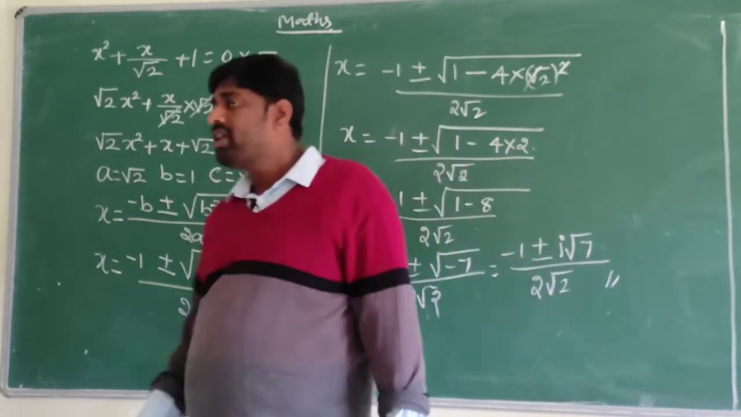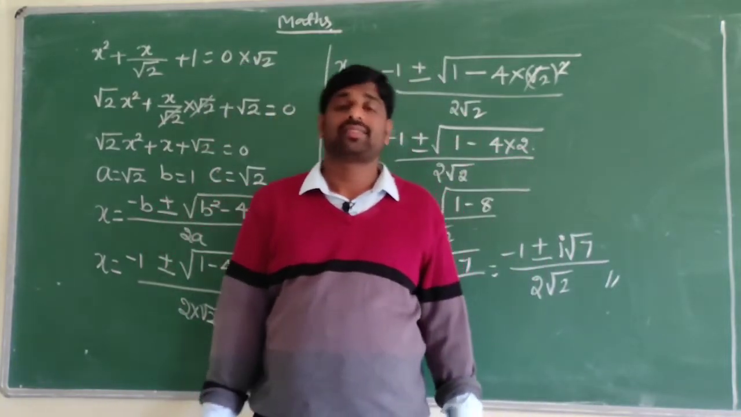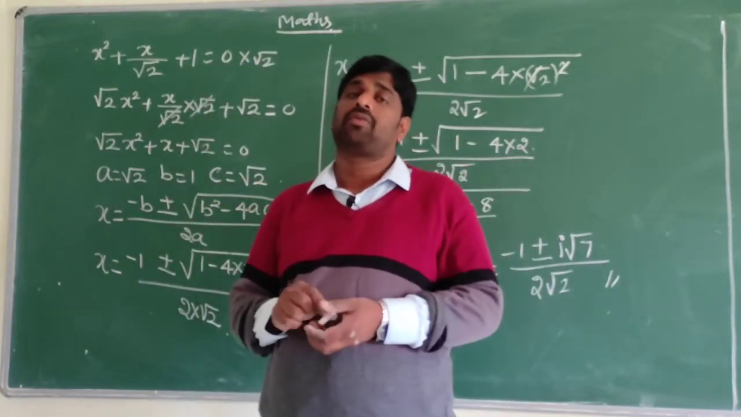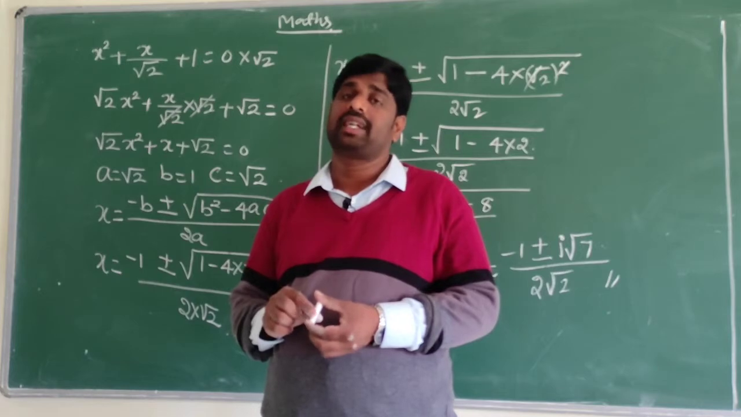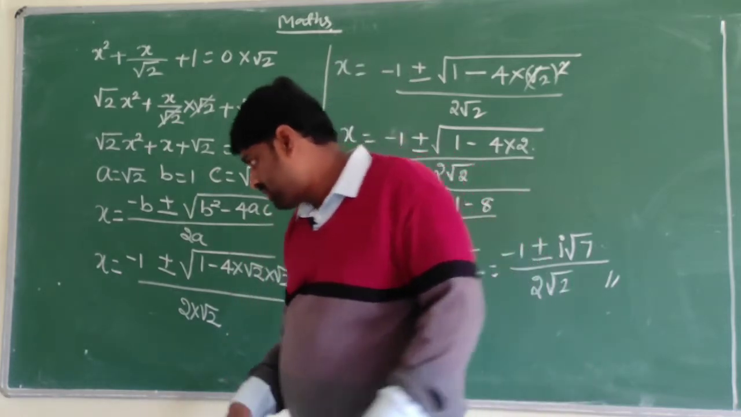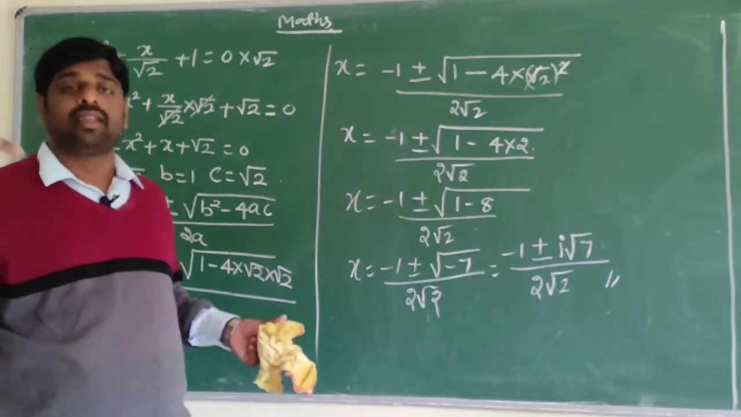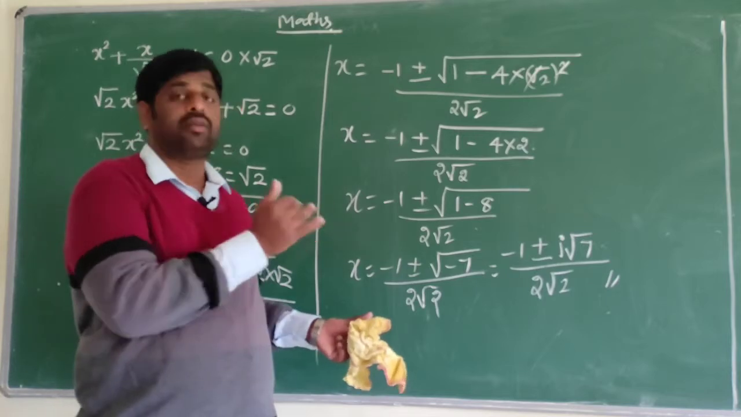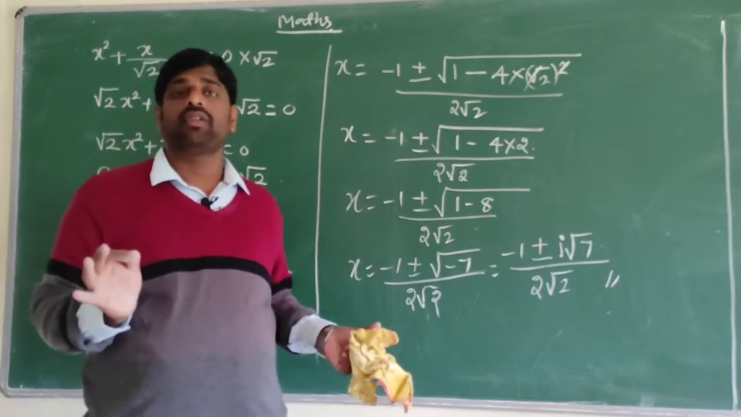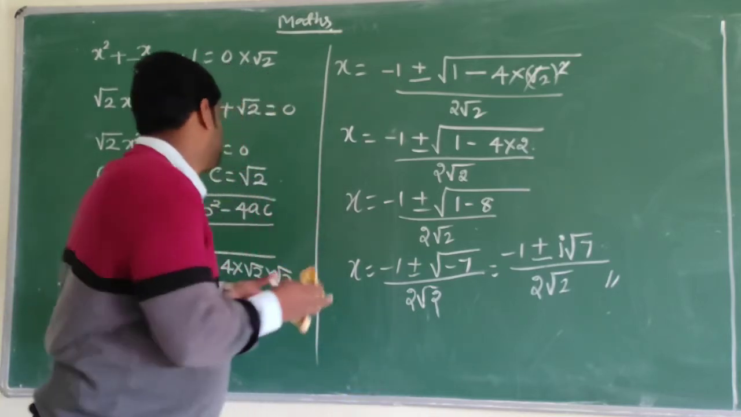Next, we will move on to miscellaneous examples. In this chapter, for board level they will ask miscellaneous examples also. So now we will move on to miscellaneous examples. I mean the chapter is completed. Complex numbers Chaitra madam already completed, and quadratic equations are completed. So now we will move on to miscellaneous examples.